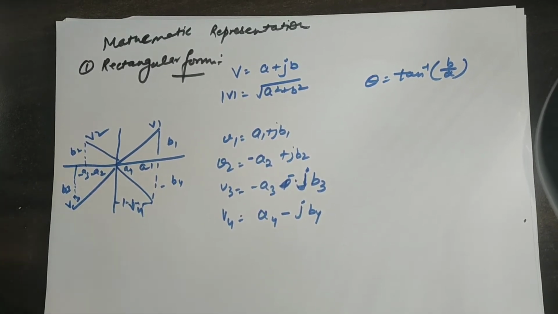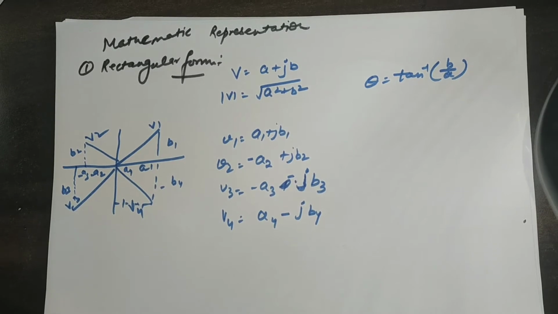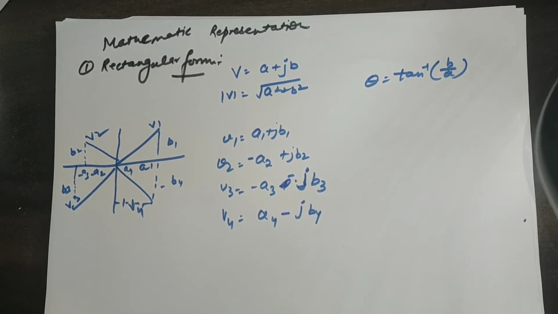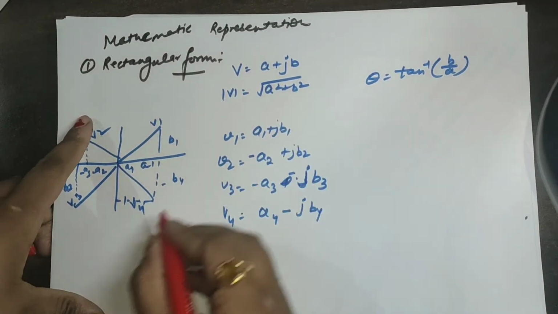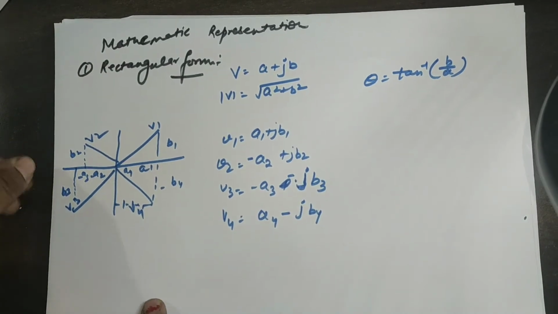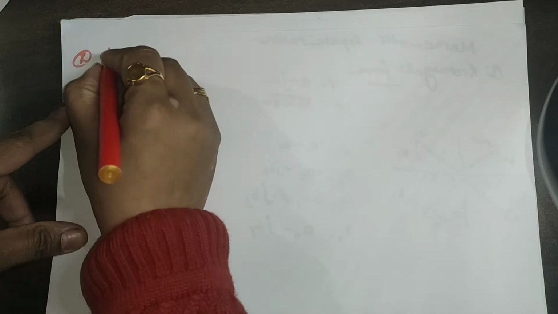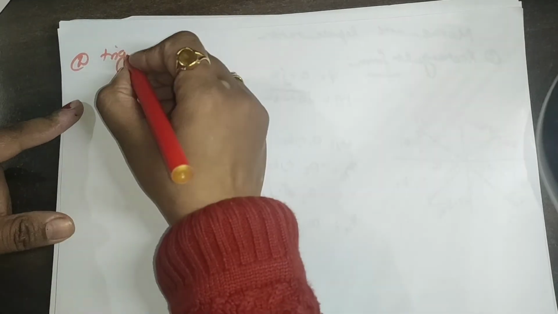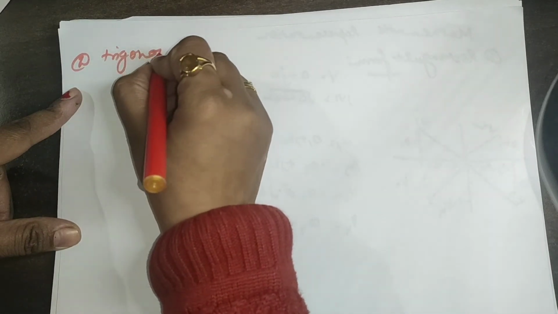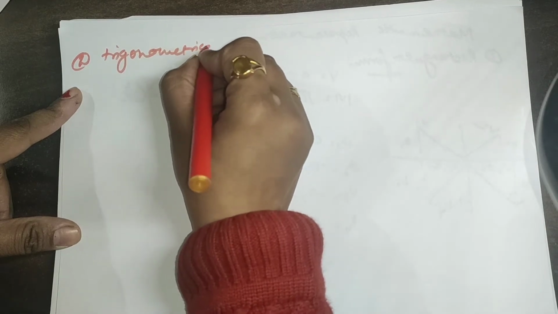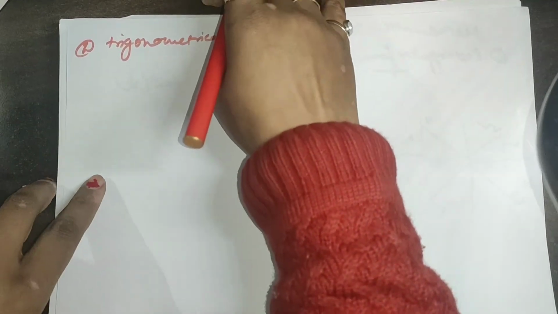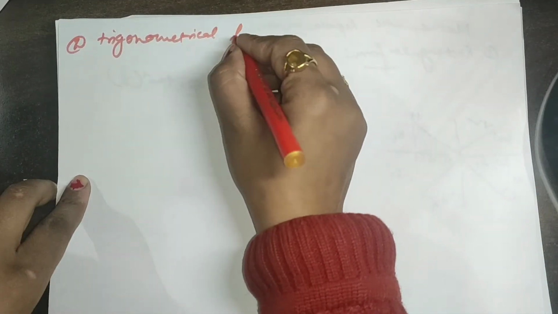Now we will discuss the next phasor form, that is the trigonometrical form. This is your rectangular form. Now we will talk about the trigonometrical form. Please stay tuned to the last, you will get an interesting numerical in the last.